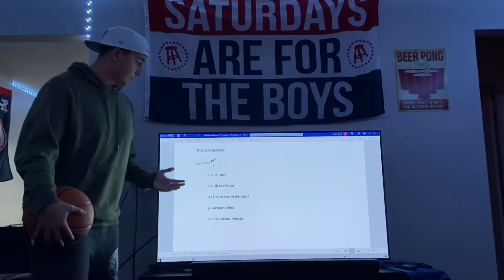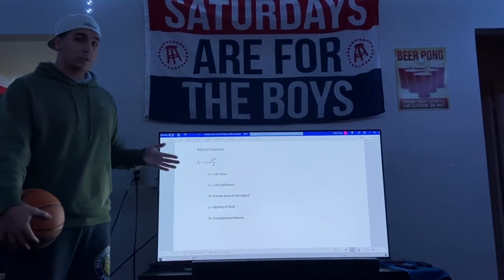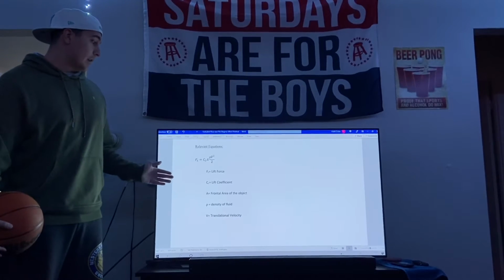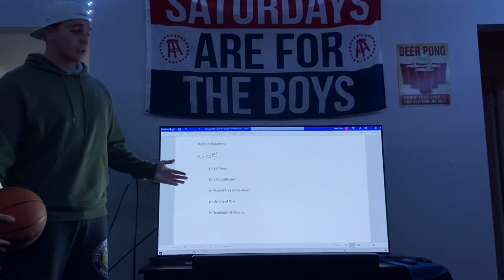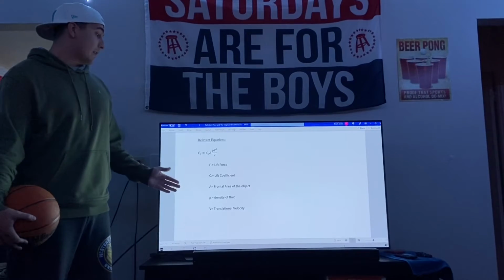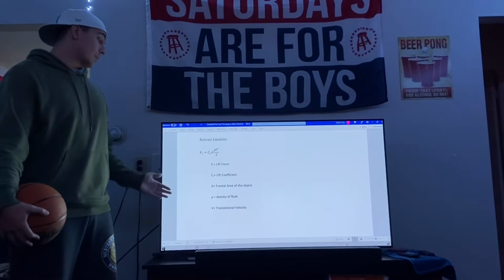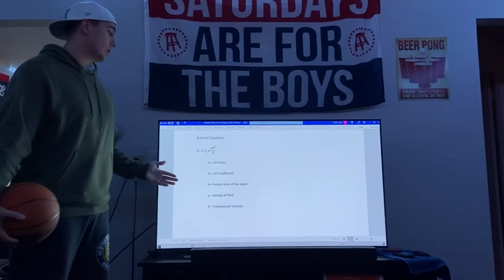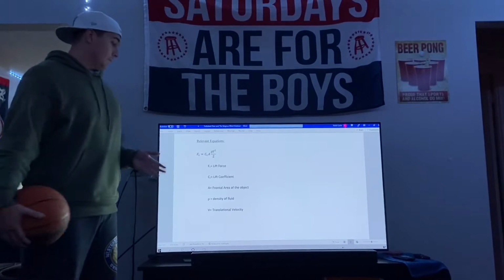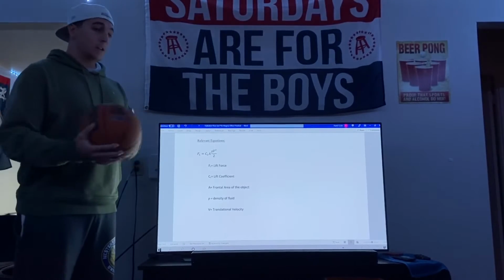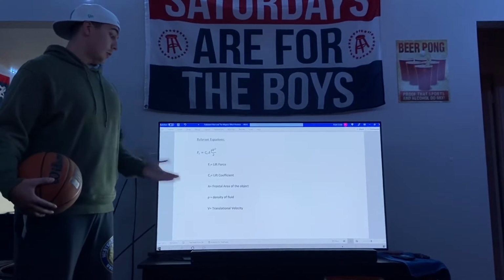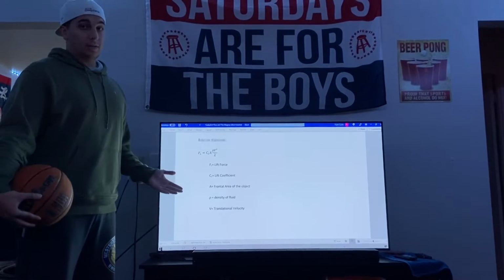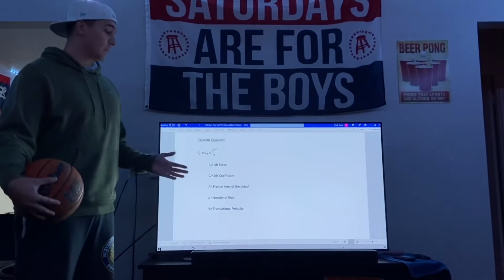All right, so the lift force. The lift force can be calculated by multiplying the lift coefficient by the frontal area of an object, multiplied by the density of the fluid, also multiplied by the translational velocity squared, and then divided by 2. For this experiment, the same person was dropping the ball, each different object. So the translational velocity of each object was relatively the same, if not very close. So that can be neglected.